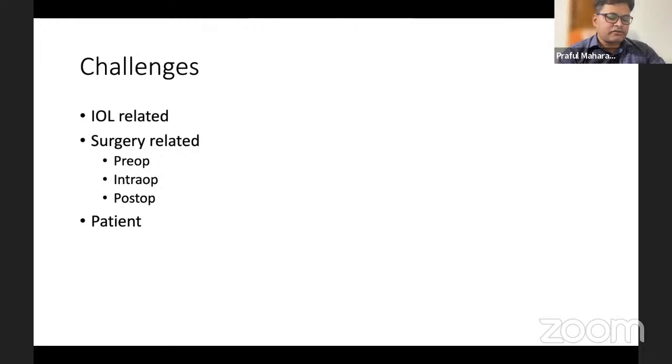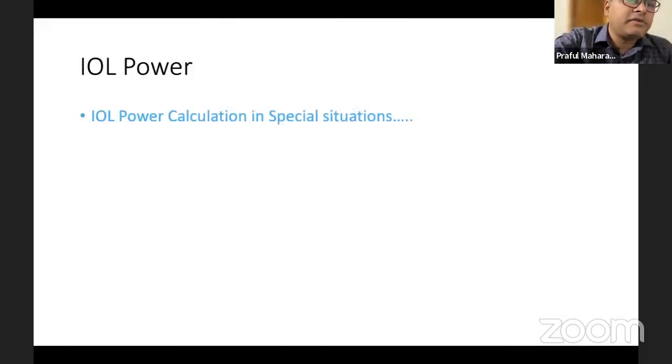Lastly, the patient, because somebody can do a staged procedure, first a PKP, then cataract, or somebody can do a cataract, then PKP, or somebody can combine and do a triple procedure. Now, from the patient's perspective, it is important to know why to go for triple. Why can't somebody go for a staged procedure? So I'll go through this one by one.